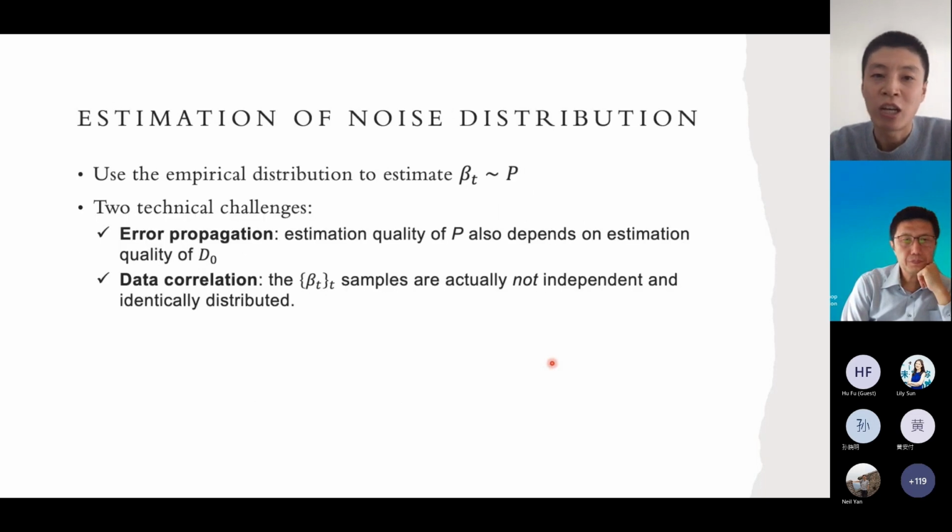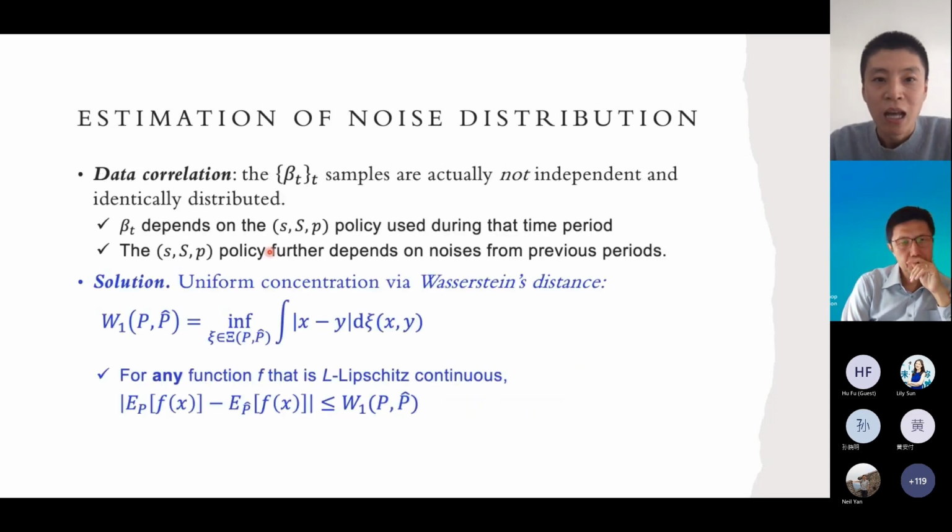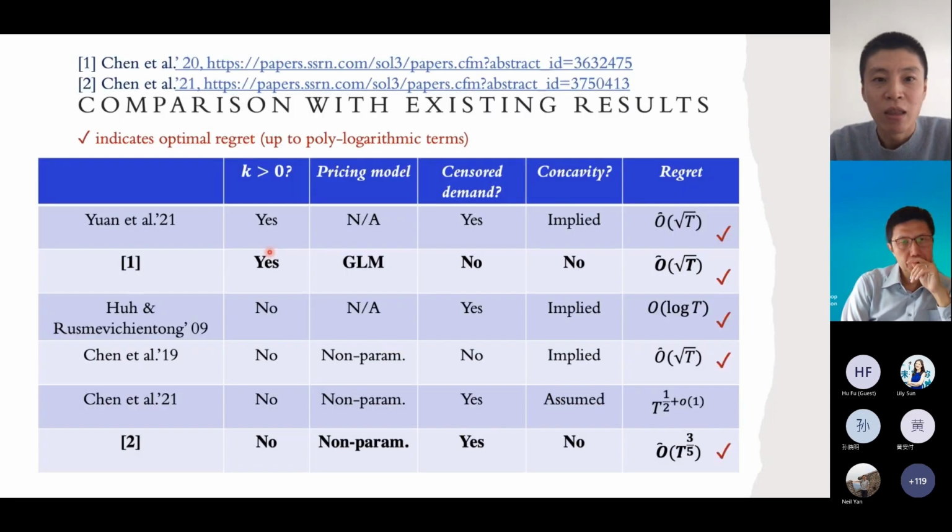And there are also some other challenges I didn't mention. Of course, we need to estimate the whole noise distribution. And this would involve several technical challenges we do not see in the usual bandit or reinforcement learning problems. And so this will be the summary for the first work.